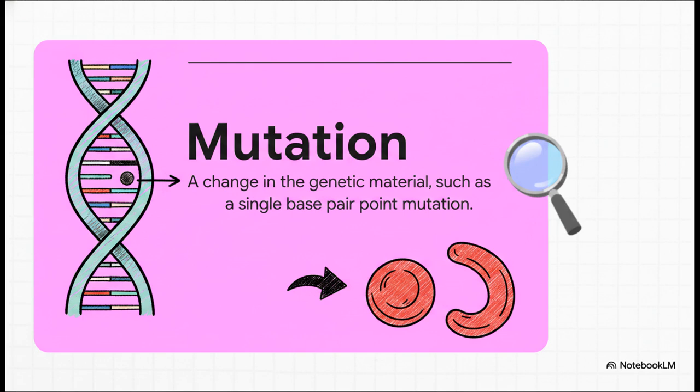Sickle cell anemia, for instance, is caused by the alteration of just one single base in the gene coding for the beta chain of hemoglobin. Just one altered base pair completely alters the entire phenotype of the red blood cell. It's wild to think about.